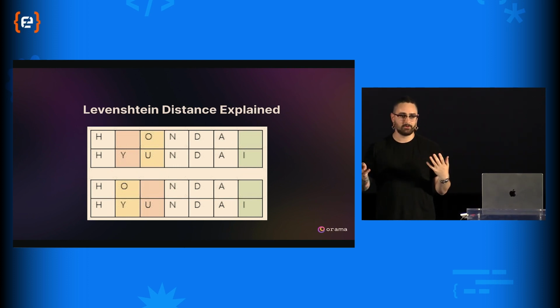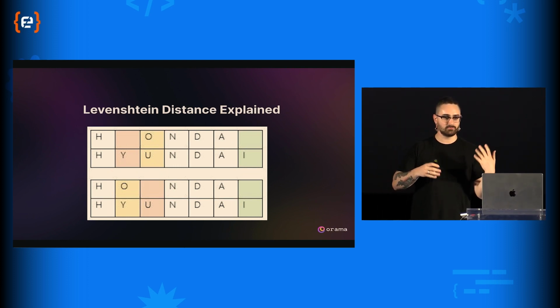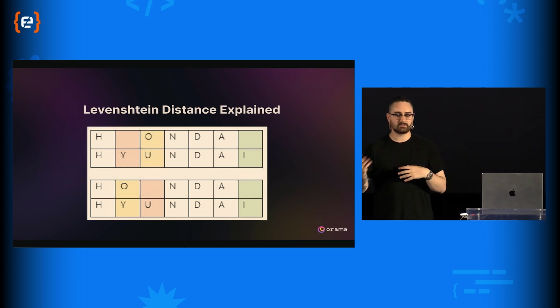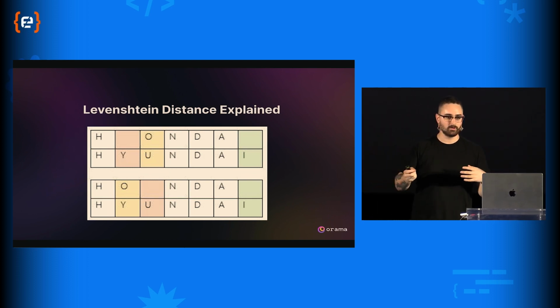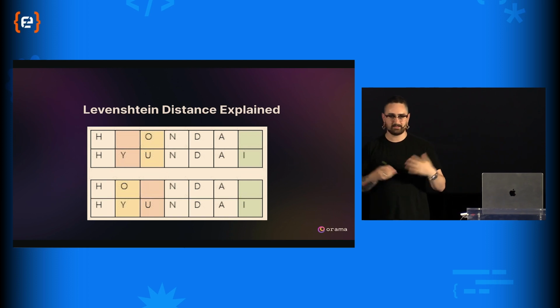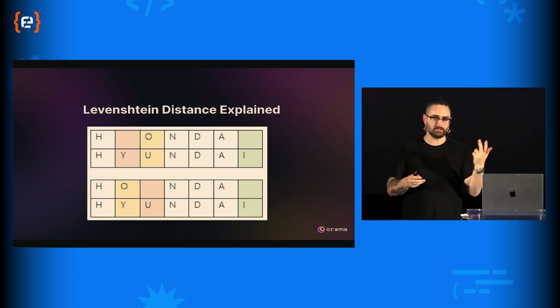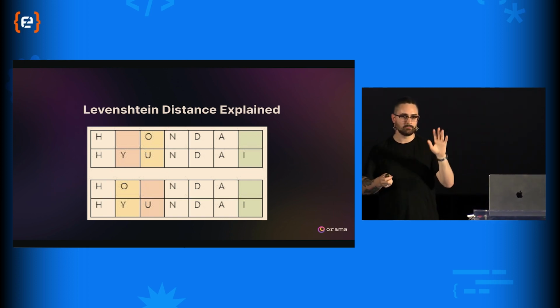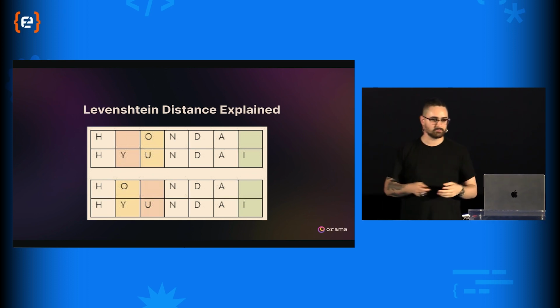We have to perform 3 operations. We have to insert a Y, replace an O with a U, or insert an I at the end of the word. Or we can do it in slightly different ways, but at the end of the day, we will just have 3 edit distances. So basically, we will require 3 edits to perform this operation.